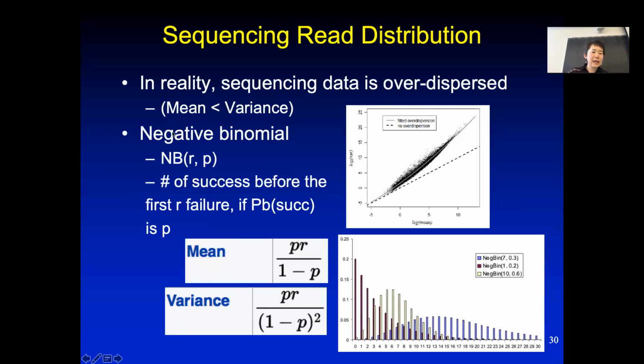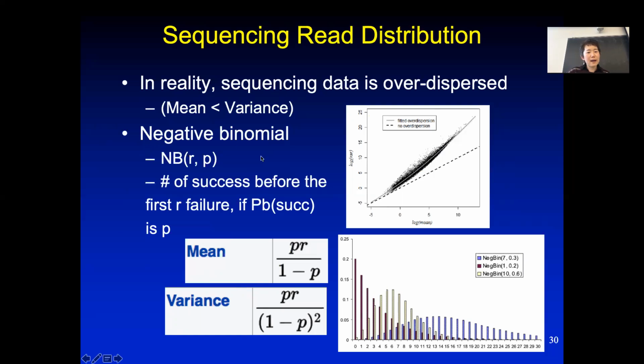Interestingly, originally negative binomial distribution is defined by the number of successes before the first r failures, if the probability of success is p. Think of a binomial distribution like flipping a coin, head or tail, what's your chance? You do 10 coin flips, you get 8 heads, or you do 200 coin flips, you get 120 heads, or things like that, right? But it's like Bernoulli trials.